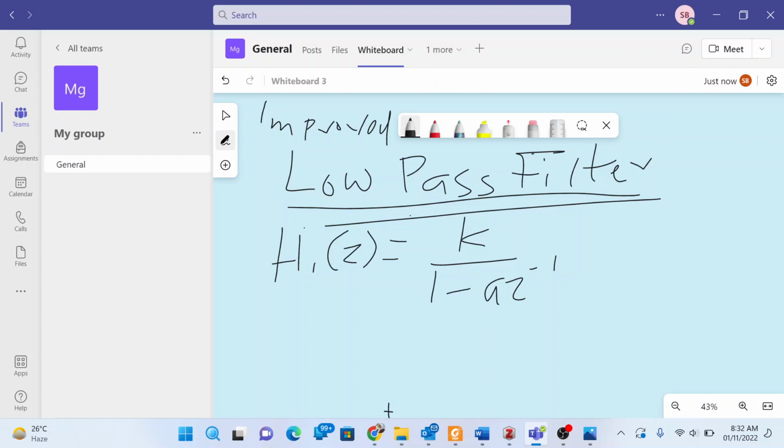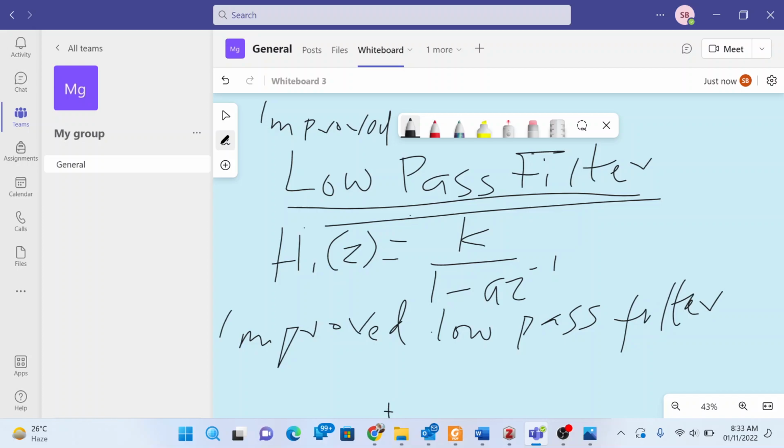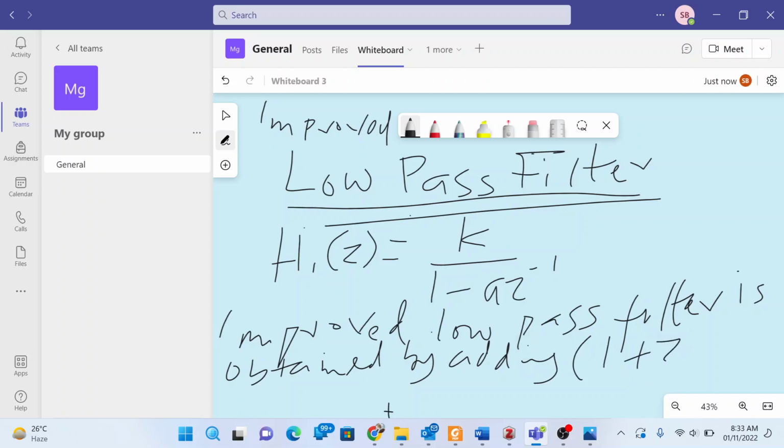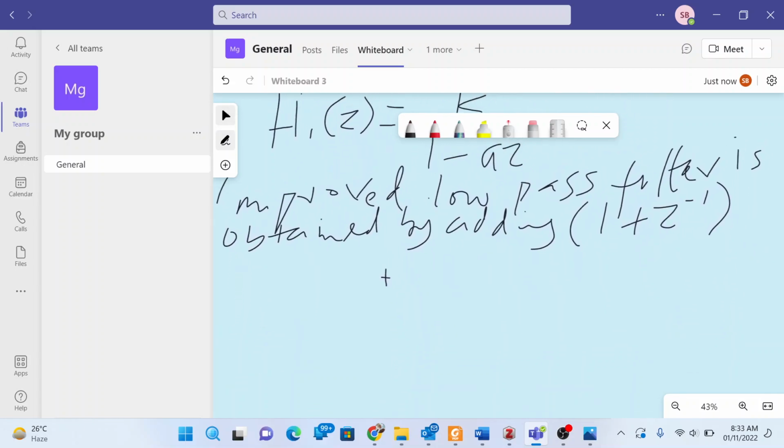So the improved low pass filter is obtained by adding 1 plus z raised to the power minus 1 to the system. So when we add this to the system, then it will improve the value of the low pass filter.